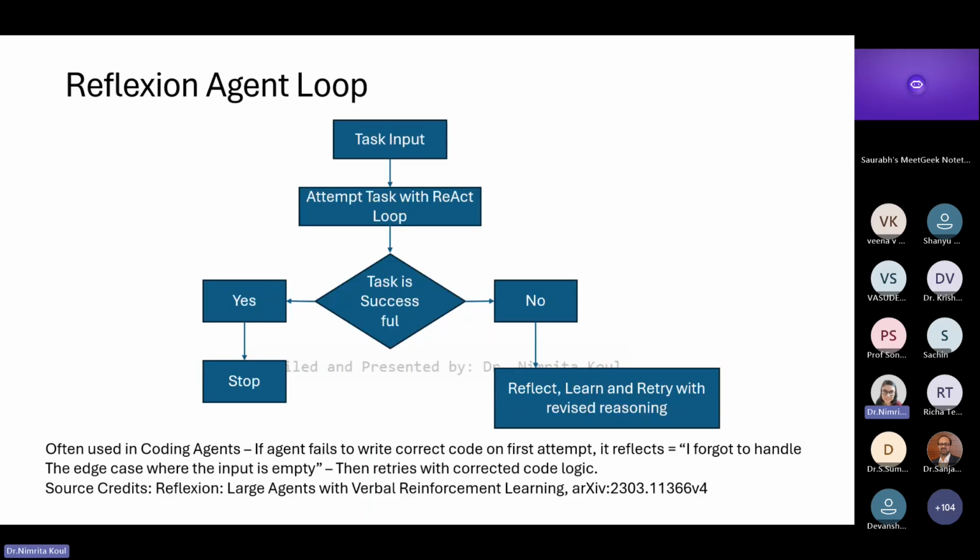Here's what the agent's loop looks like. You give it a task. It attempts that task by following the reasoning and acting paradigm. If this task is successful, then okay, it stops. But if this task is not successful, it will initiate a new chain, a new thread. It will again think, again try to learn from new data or experiences or users' inputs, and it will try to solve your problem one more time.